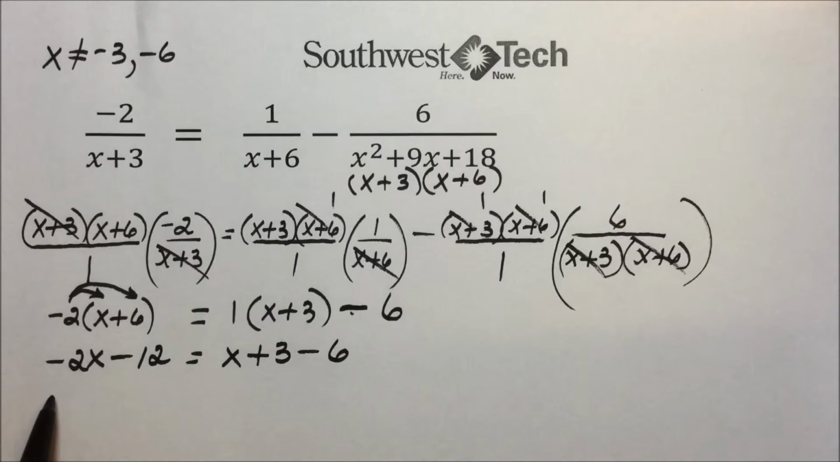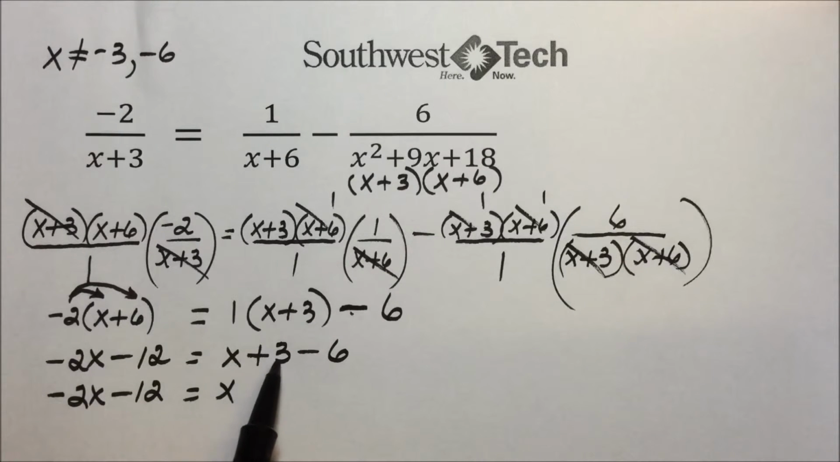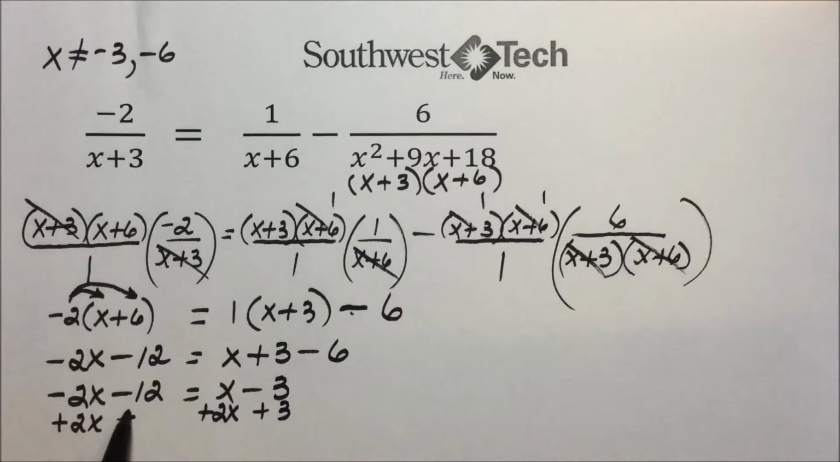Simplifying this further, we can simplify on the right. Plus 3 minus 6 is a minus 3. Getting our variables together, it doesn't matter which side. If we want to avoid a negative coefficient, we can add 2x to both sides. Since the variable will be on this side, let's add 3 to both sides at the same time.